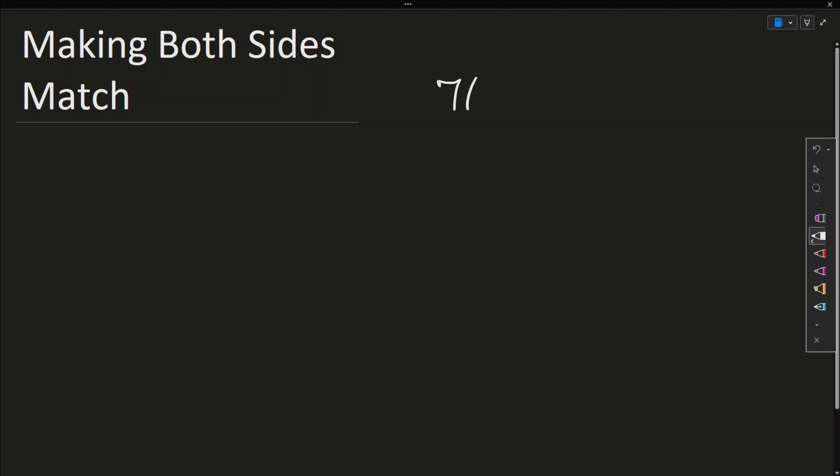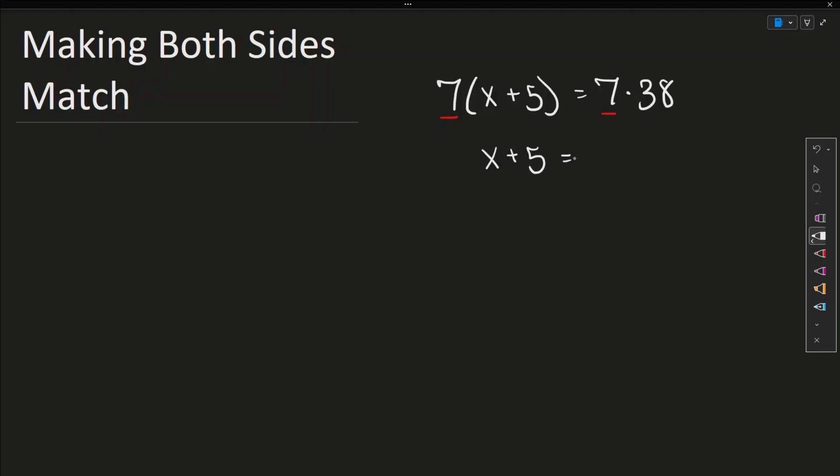Next, 7 times x plus 5 is equal to 7 times 38. Both sides are 7 times something, so the quantities being multiplied by 7 must match. That means x plus 5 is equal to 38. That will give us that x is equal to 33, since 33 plus 5 is equal to 38.